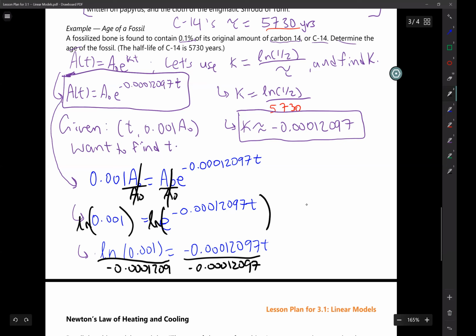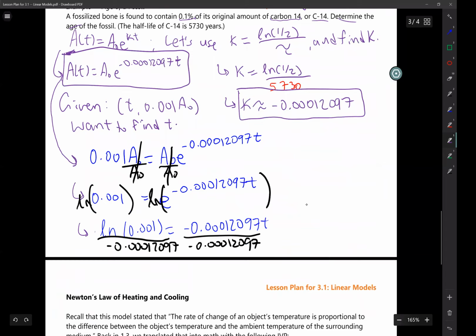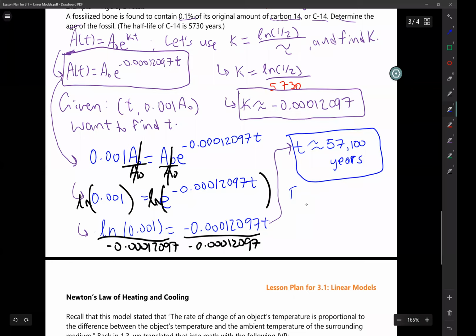Oops, sorry. Okay, and that tells me I did the calculation earlier. Let's make sure I did it right. Okay. And that tells me the time, and you can try it on your calculator too to make sure I did it right, but this is what I got, 57,100 years. Okay, so that's the age of the fossil. So the fossil is roughly 57,100 years old.